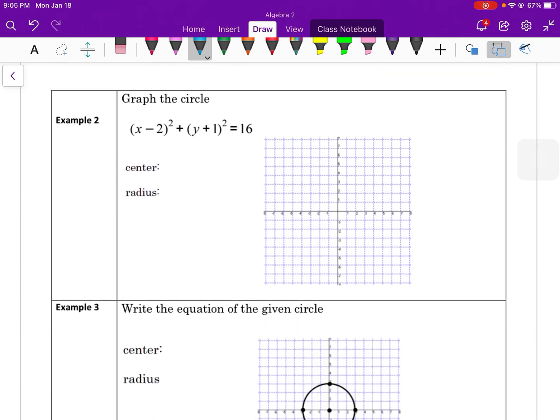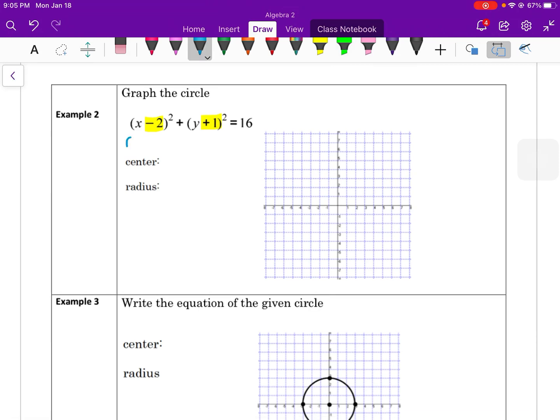Next, graphing the circle again. Now we have some points here that are not set at the origin. For h and k, we do the opposite because it was of the form x minus h, but h is negative 2. So when we minus a negative, that's a positive 2. And then over here, we have minus k. Well, k is positive 1, so it's a negative 1. So our center is 2 units to the right and 1 unit down.